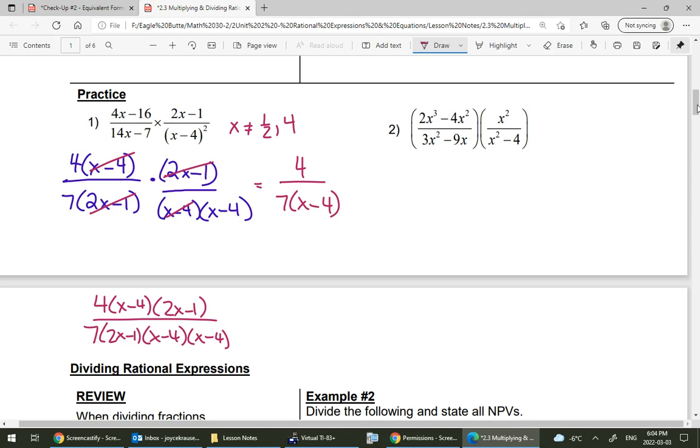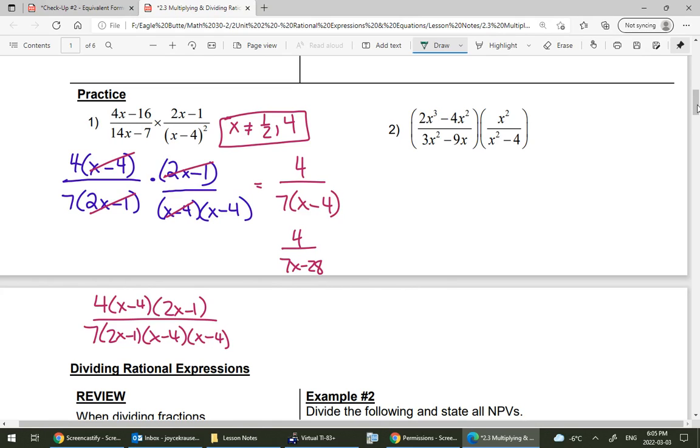Sometimes in an answer key, you might see 4 over 7x minus 28. That is just an equivalent form. It means the same thing, or maybe on a multiple choice test, but I am completely fine with you leaving it in factored form. We've got 4 over 7 times x minus 4, and our restrictions, x cannot equal 1/2 or positive 4.